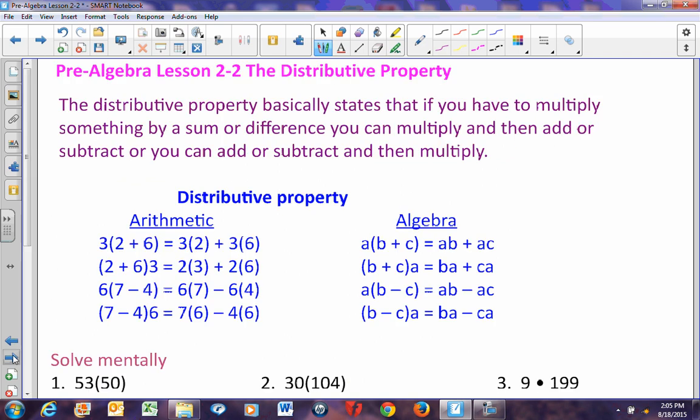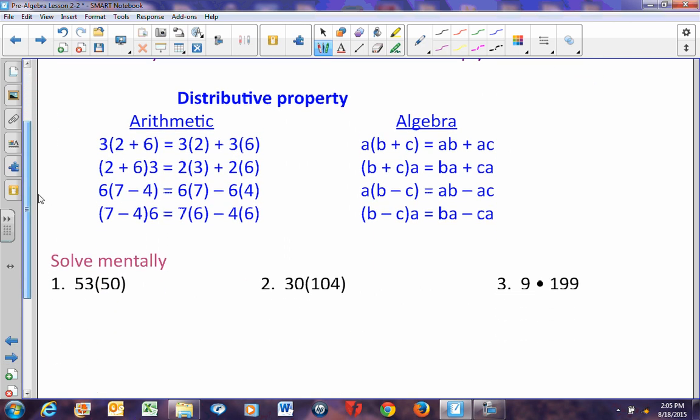What that means is this. I'm going to show both arithmetic and algebra. If I have 3 times the quantity 2 plus 6, I could add the 6 and the 2 and get 8, and then multiply it by 3 to get 24. Or I can decide I want to distribute. I can add first and then multiply, or I can multiply first and then add. If I'm going to multiply, I'm going to distribute the 3 times the 2 and the 3 times the 6. So 3 times 2 plus 3 times 6.